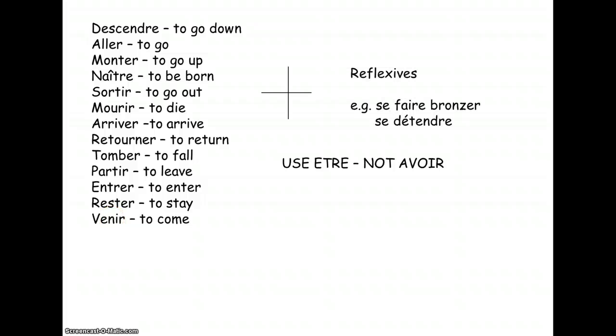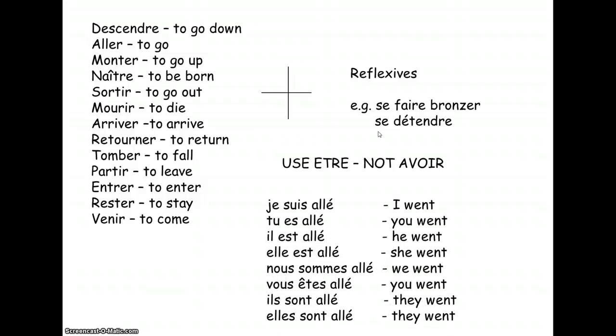There are also reflexive verbs which take être as well. So if there's a se or a ne or a te or some reflexive pronoun with the verb, those will conjugate with être, not avoir. So there's aller for you to see in all its glory. Je suis allé, tu es allé, il est allé, elle est allée, etc., etc. That's the tricky thing, is knowing when to use être. So you just have to learn, unfortunately, which verbs do and which verbs don't.